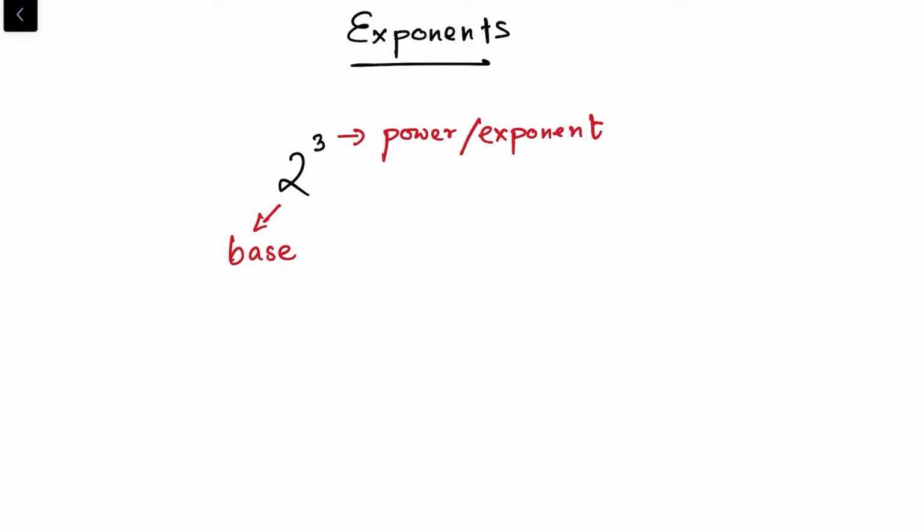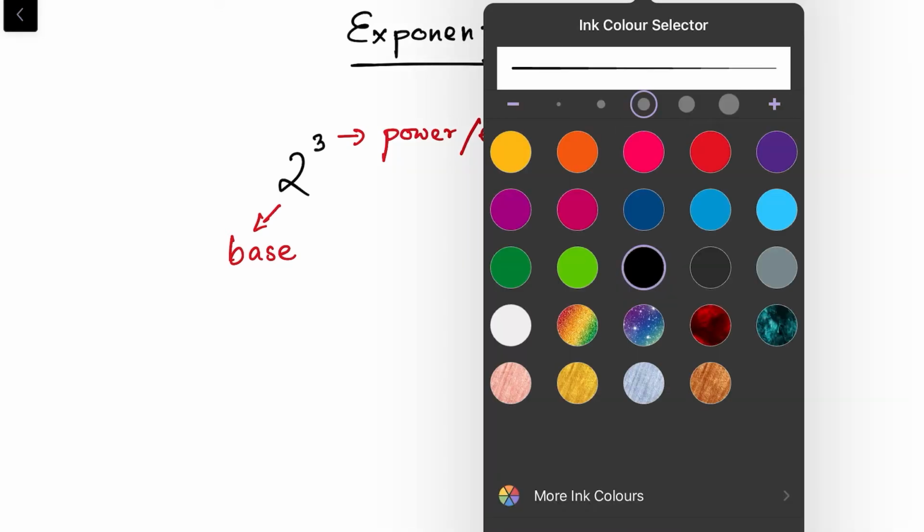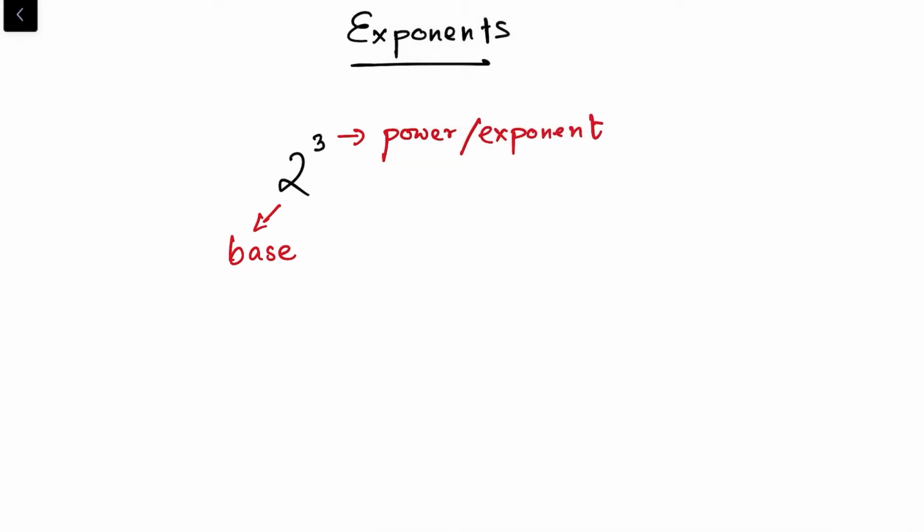Now, 2 to the power 3, what does it mean? It means how many times the 2 should multiply by itself. 2 should multiply by itself 3 times, which is 2 into 2 into 2, which gives us 8.